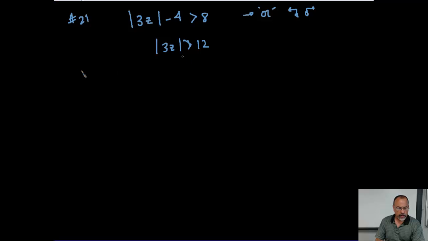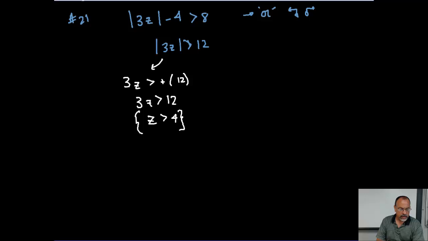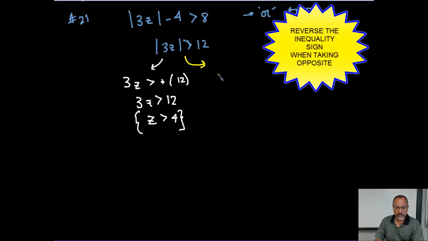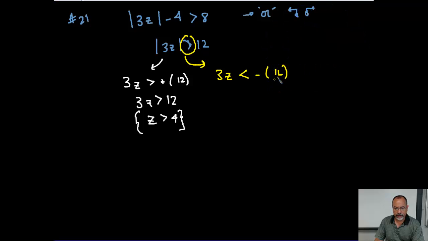Then now that we have the absolute value isolated, I can go ahead and write my two inequalities. So I have 3z greater than, and I'm going to take the positive of this whole side. So 3z greater than 12, so z is greater than 4. So there's one of my inequalities. And then I need to go ahead and do the second one, which again, I take what's inside, 3z. Remember, we reverse this sign, it goes like this, and we take the opposite of this whole side. That's a negative 12. 3z less than negative 12, so z is less than negative 4. So I have my two inequalities.